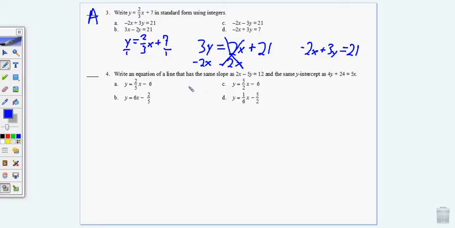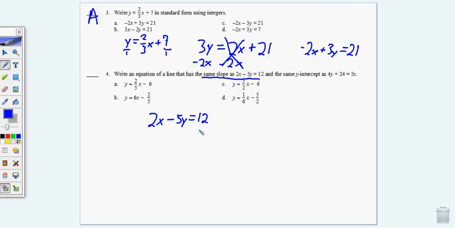Number 4 is kind of similar, except, like I said, in the other direction. We have standard form and we need to change this into slope-intercept form. So I'm going to write out my standard form. And I should say real quick why this works. Here's our standard form equation, and we want to have the same slope as this equation right here. So I need to find the slope of this equation. In standard form, there's no way to know what the slope is right away. We have to do something.